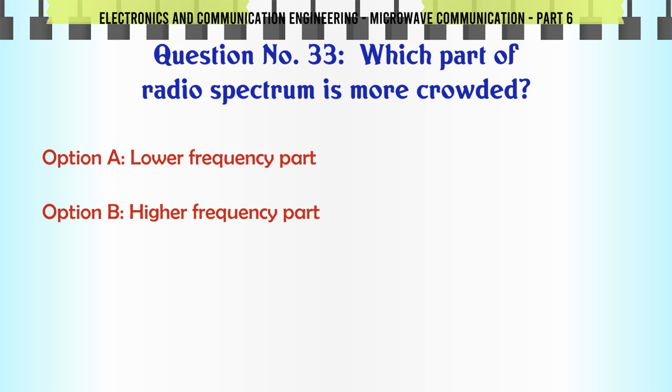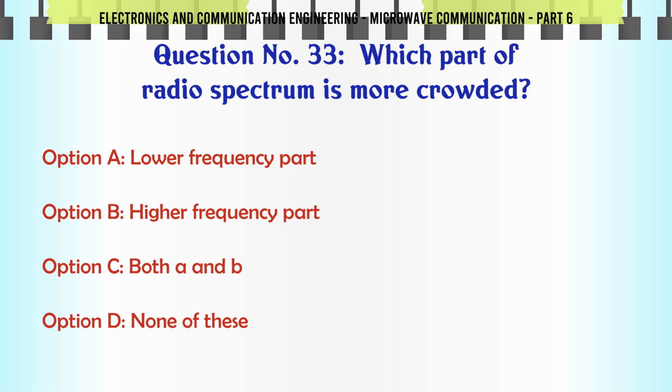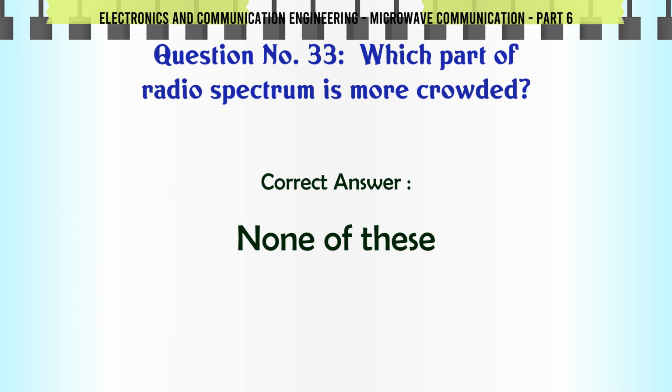Which part of radio spectrum is more crowded? A: lower frequency part. B: higher frequency part. C: both A and B. D: none of these. The correct answer is none of these.